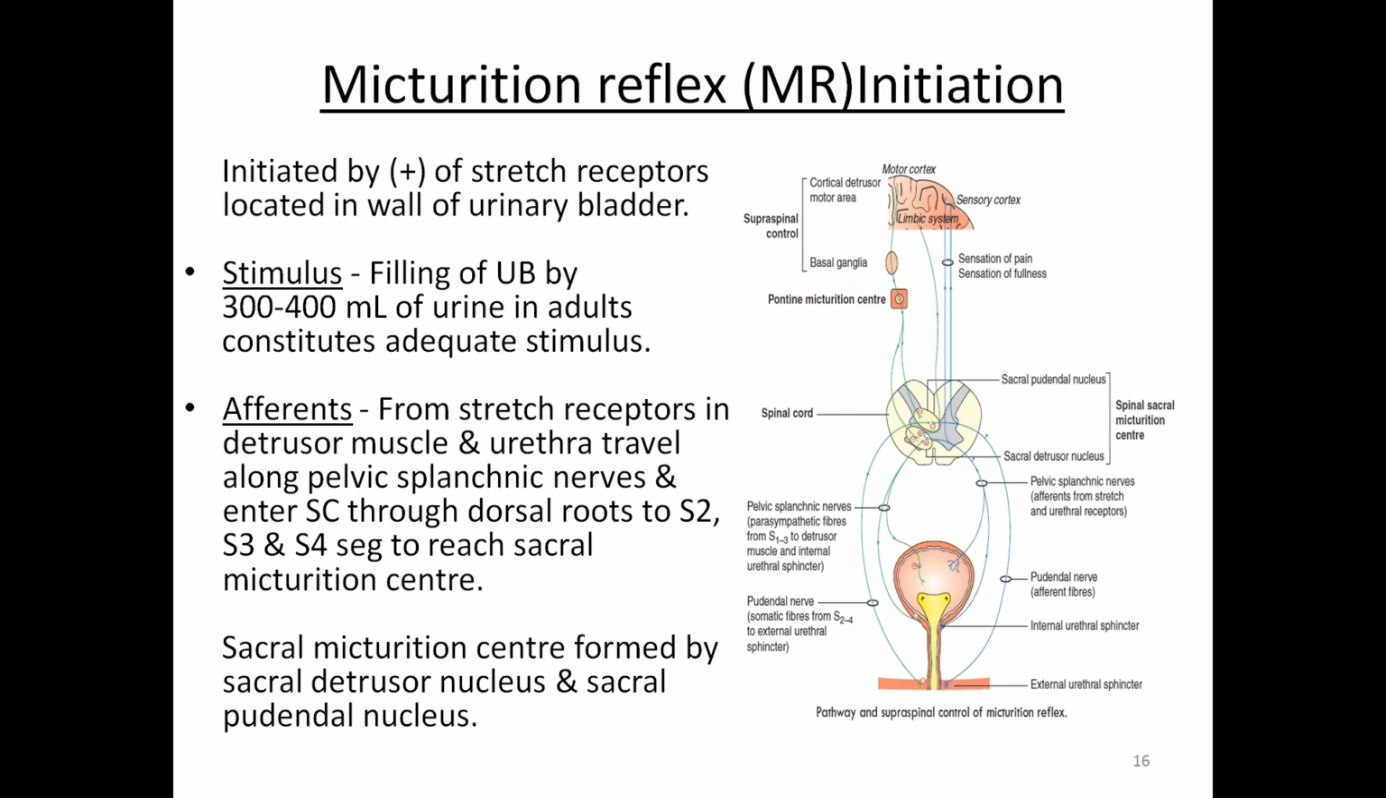Okay, and they are stimulatory to the bladder, the detrusor muscle, and inhibitory to the internal sphincter. Okay, inhibitory to the internal sphincter. Now, what happens? What is the response to this entire process?